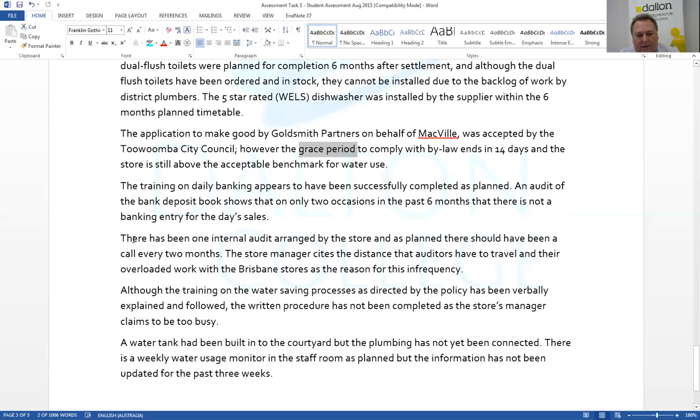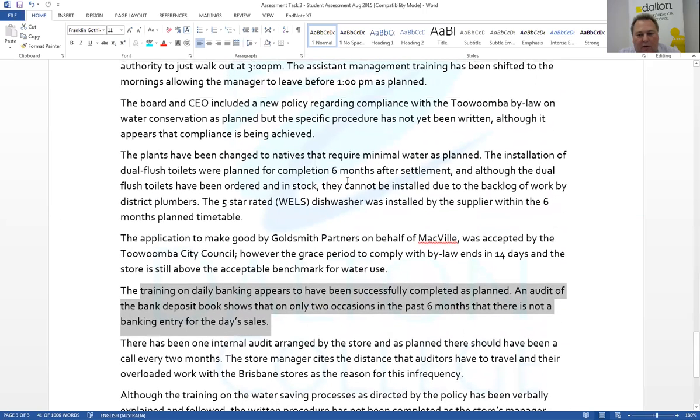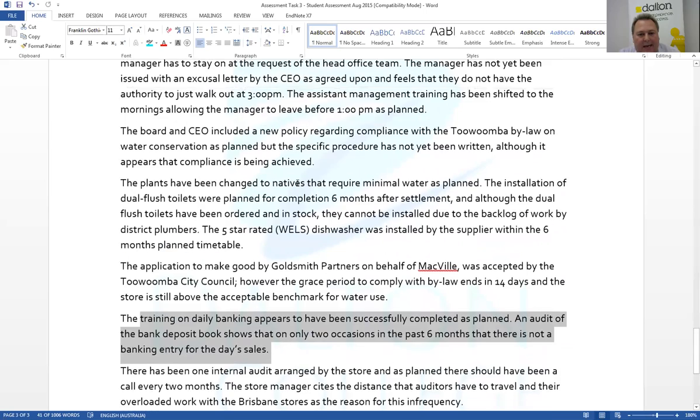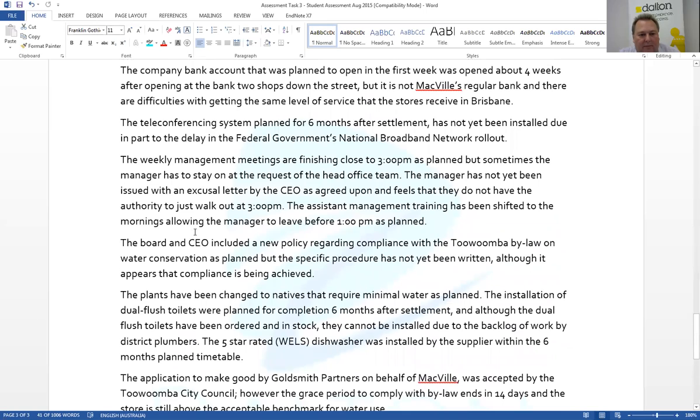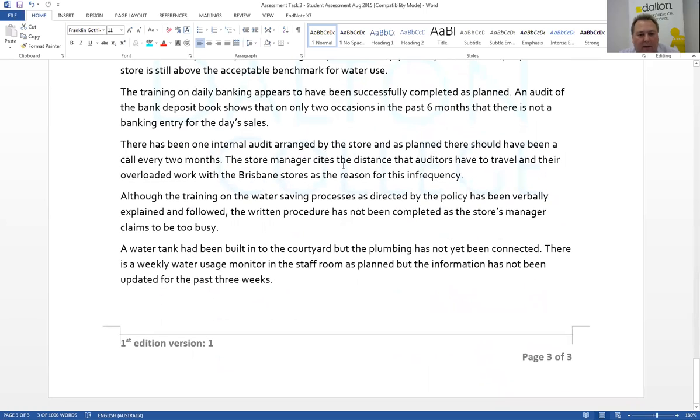All right, so things don't seem to be perfect at this stage. There's a problem there of being too busy. There's a problem there with auditors complaining about distance travelling. There are delays. The water conservation is not up to scratch. So you've got all these different delays, and they're all interdependent on others, such as the plumbers, the tradies being too busy. If they're too busy, well, then unable to install the dual flush toilet system. So there's all sorts of different delays and things going on here.